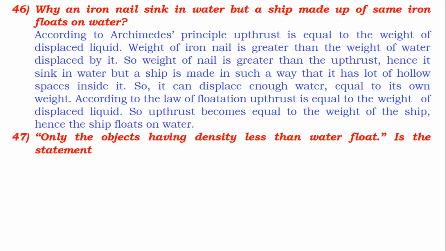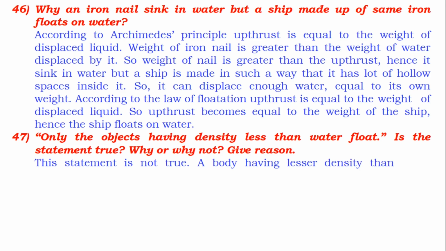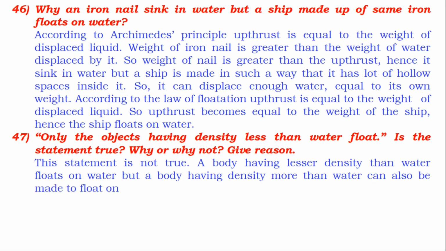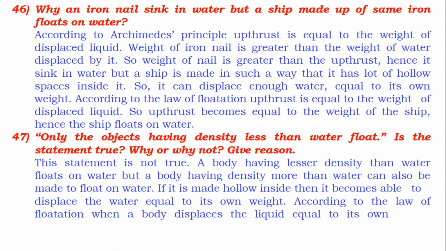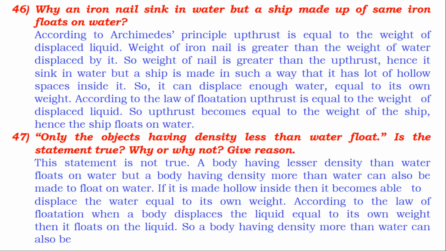Okay, next. Only objects having density less than water float. Is the statement true? Why or why not? Give reason. It was discussed just before this. This statement is not true. A body having lesser density than water floats on water, but a body having density more than water can also be made to float on water. If it is made hollow inside, then it becomes able to displace water equal to its own weight. According to the law of flotation, when a body displaces liquid equal to its own weight, it floats on the liquid. So, a body having density more than water can also be made to float on water.